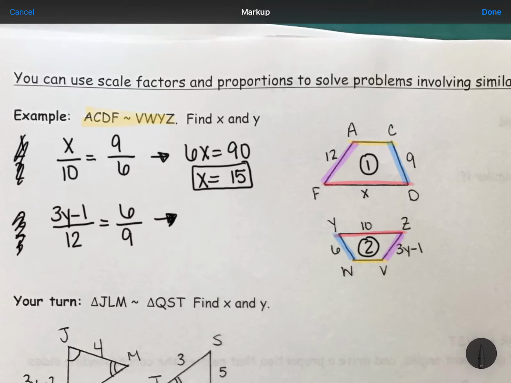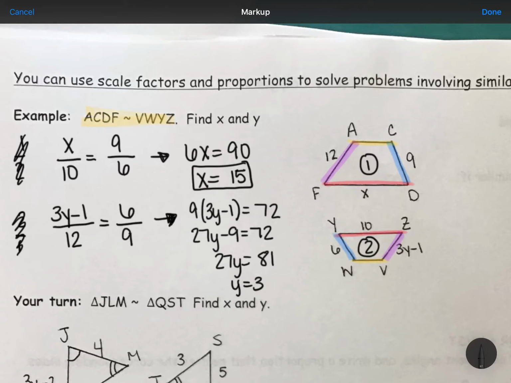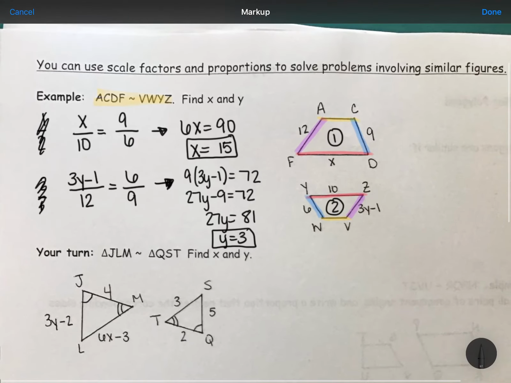Now I can cross multiply. So I get 9 times 3y minus 1 equals 12 times 6, which is 72. Distribute: 27y minus 9 equals 72. Add 9 and that gives us 81. Divide by 27 and we get 3. So set up a proportion and make sure that you do a true proportion. You want to stay organized in your figures. You don't want to put 1 over 2 and then 2 over 1 because they'll be backwards.